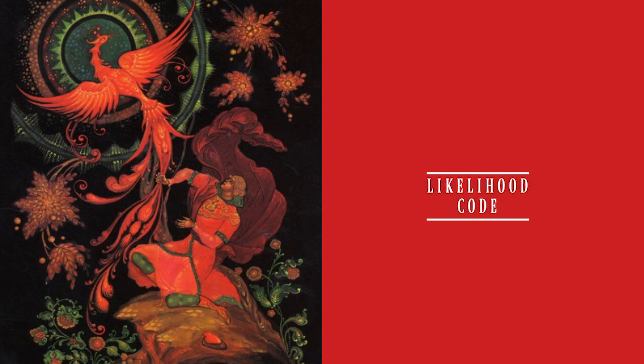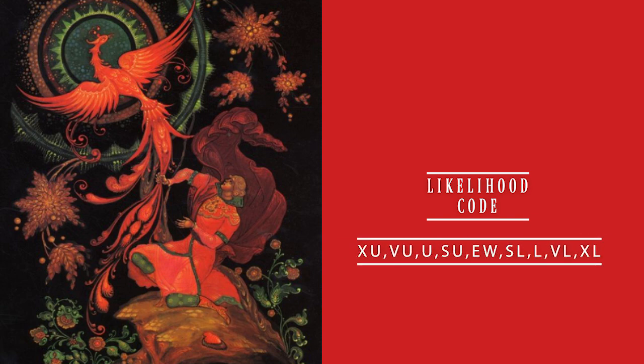Likelihood code is what it's called. You can provide the likelihood code right after the question, and the codes range from extremely unlikely, very unlikely, unlikely, somewhat unlikely, either way, which is 50-50, somewhat likely, likely, very likely, and extremely likely. And these codes can just be typed in with their initials: XU, VU, U, SU, EW, SL, L, VL, XL. If no code is provided, it will default to EW, which is either way, 50-50.